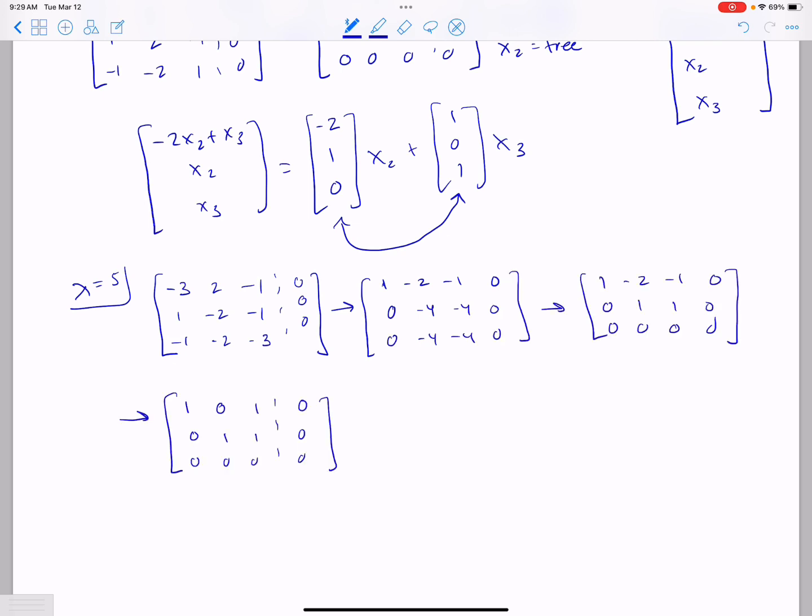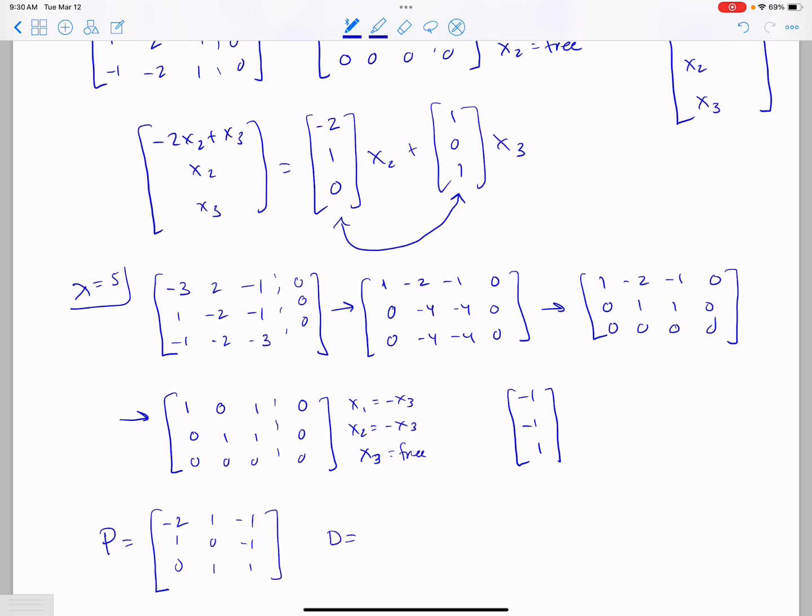Here's my row reduced matrix. I have that x3 is free, x2 equals negative x3, and x1 equals negative x3. So an eigenvector corresponding to lambda equals 5 would be 1, negative 1, negative 1, going up. So my P would be negative 2, 1, 0, 1, 0, 1, negative 1, negative 1, 1.